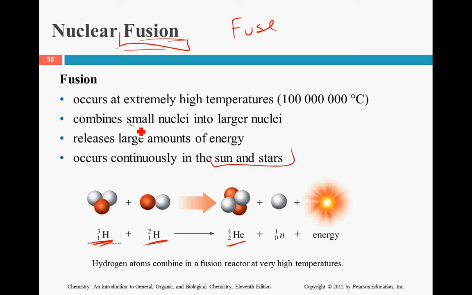It combines 2 small nuclei into a larger nucleus. And then when that happens, once again, a lot of energy is released. And that's how fusion occurs. And that is the end of chapter 9.